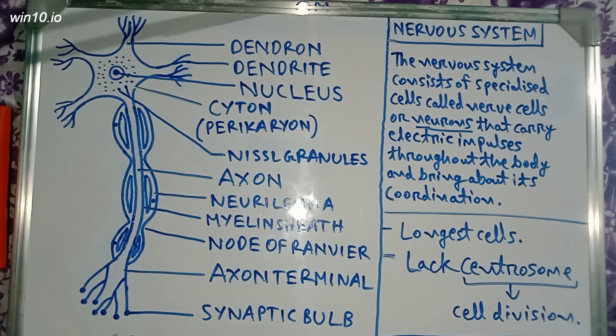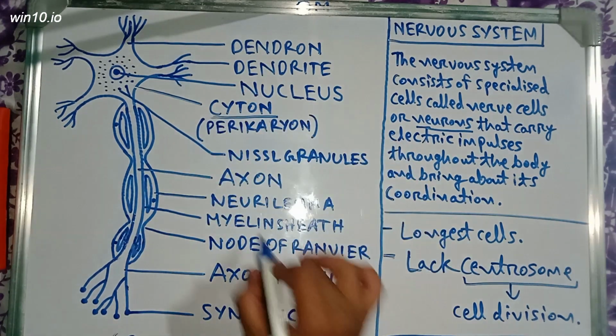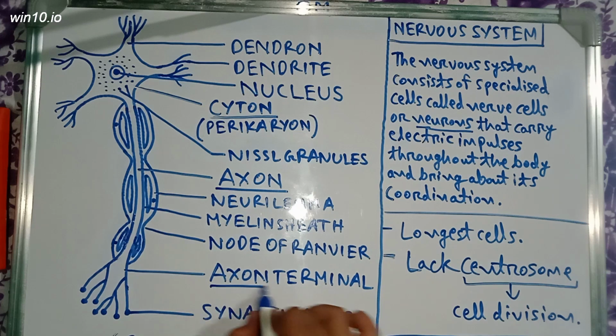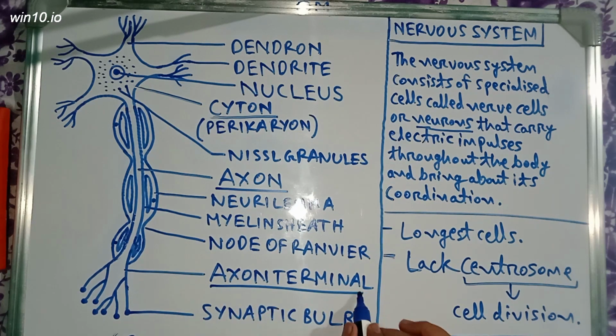These nerve cells consist of primarily three parts. Alright? Cyton, axon, and the axon terminal or the axon ending. You can also call the axon terminal as the axon ending. Alright, fine. So let's get into the detailed structural study of neuron.